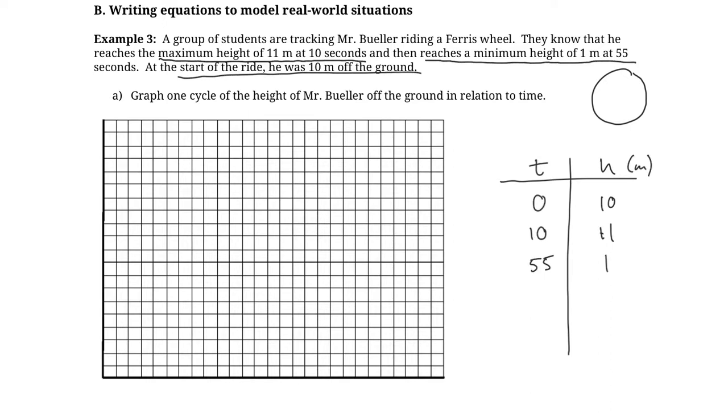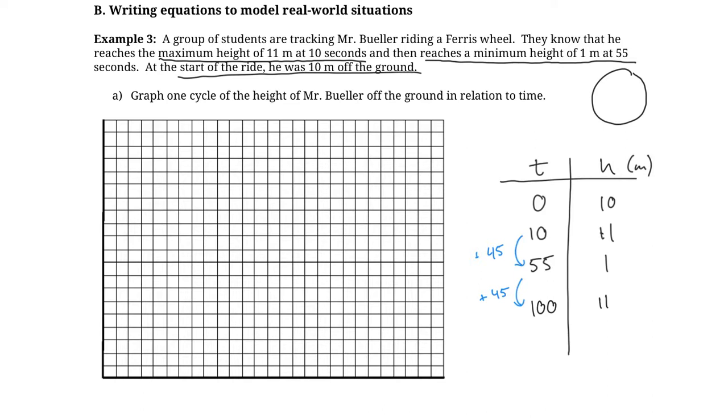And we want to know how long it takes to complete one cycle. So at 10 seconds, he's at the maximum of 11 meters. And then he completes half the cycle, half of the Ferris wheel at 55 seconds. He's at 1 meter. So how long did it take him to go back up to our maximum point? So from 10 seconds to 55 seconds, he goes from the maximum to the minimum, and this is 45 seconds. If we add another 45 seconds to that, we're going to be at 100 seconds. And he would go back up to the maximum point, so he would be up at 11 meters.